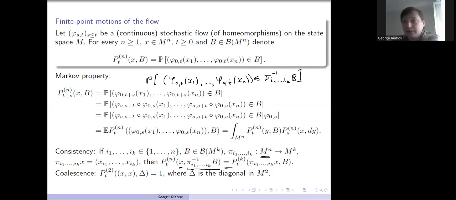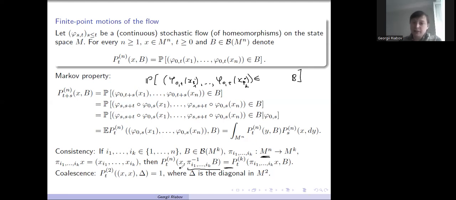But this is exactly the probability. Let me just change it here: that a trajectory started from xi1, ..., xik arrives in time t to the set B. So this is very similar to the consistency of finite dimensional distributions of a stochastic process.